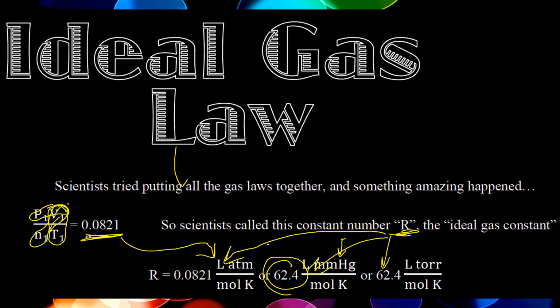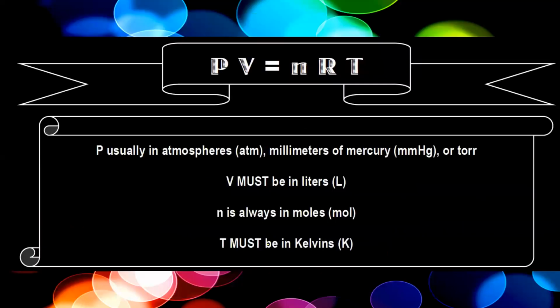Now we don't normally write it this way though. So here's what I have in that little banner for you where I put the important formulas for each day. We normally write it this way: PV equals nRT. So pressure times volume equals moles times R times T, temperature. So that's our normal form.